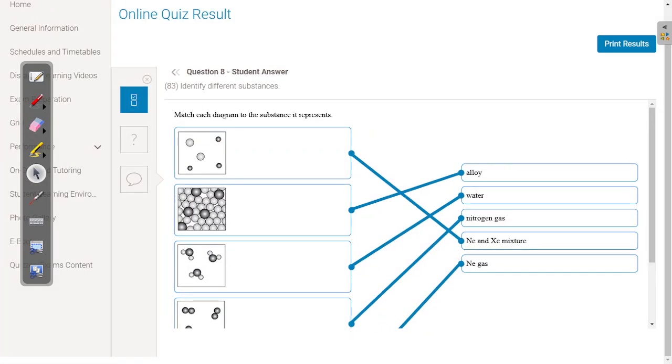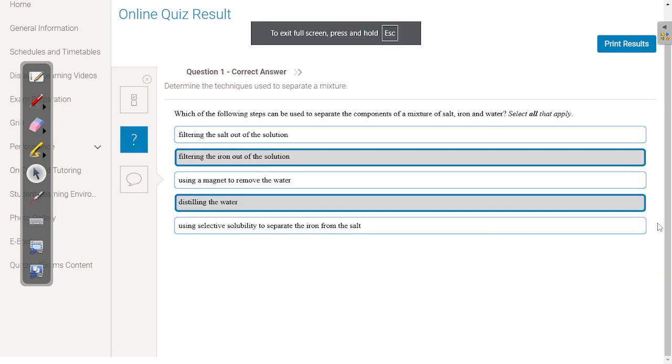Okay, I finished 6.2, now let's start 6.3. Okay, this is the 6.3 quiz. Which of the following steps can be used to separate the components of a mixture of salt, iron and water? First of all, the salt is going to be dissolved in the water, and the iron will stay at the bottom of the cup or whatever you have the mixture in.